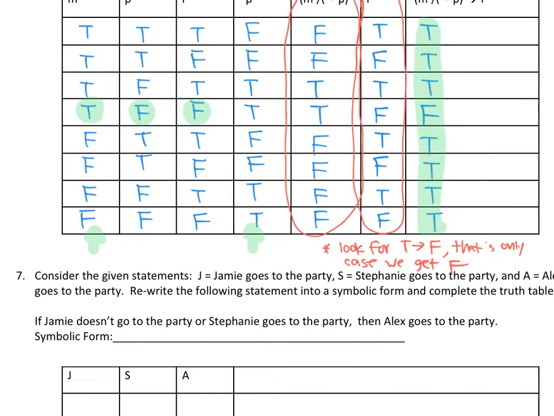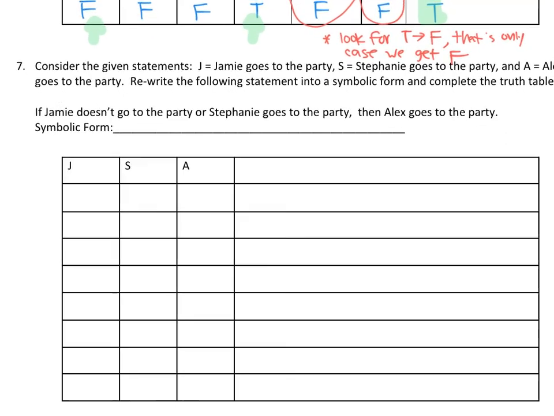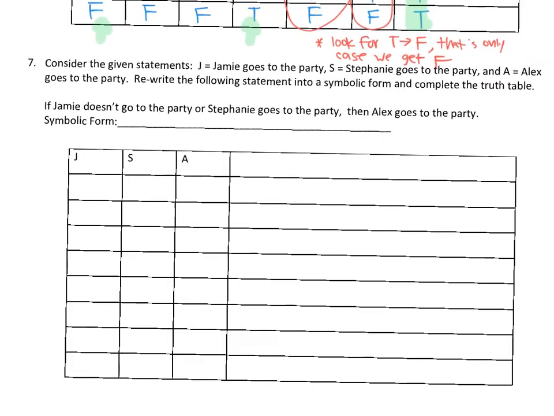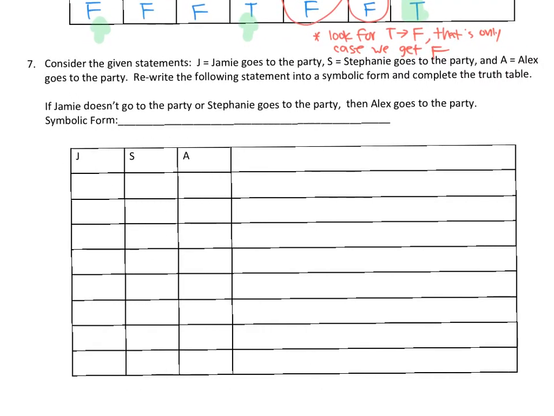All right, let's look at the next question. I'm going to get you kind of started, and I'm going to have you guys finish by yourself. Here, let's look at the given statement. J is the statement that Jamie goes to the party, S, Stephanie goes to the party, and A, Alex goes to the party. It's the party question again. Rewrite the following statement into symbolic form and complete the truth table.